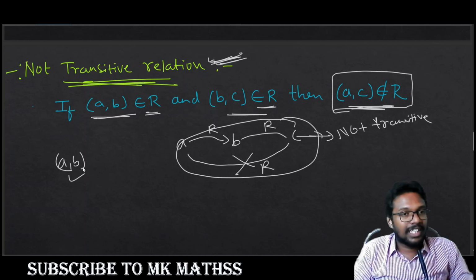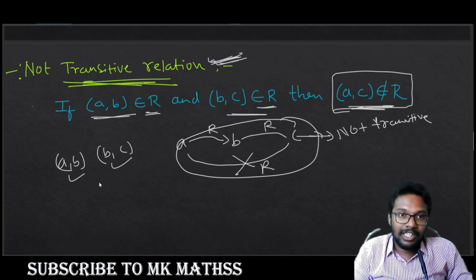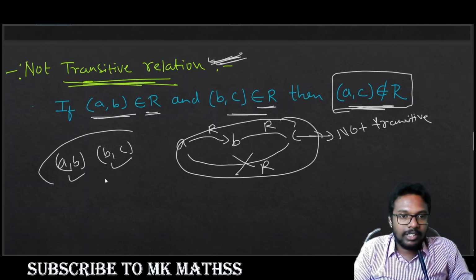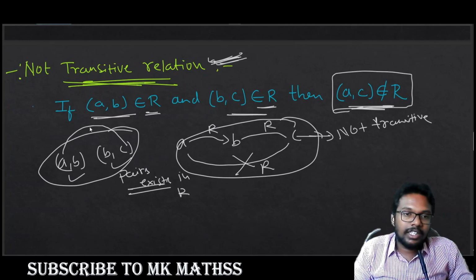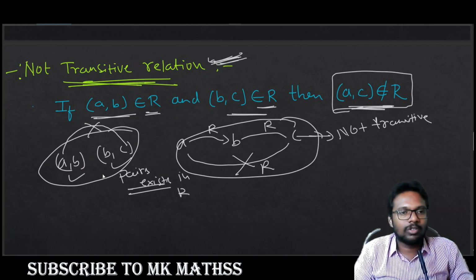Okay, the second definition says: (a, b) belongs to R, means a is related to b, this relation exists, and (b, c) belongs to R, it means b is related to c. Both pairs (a, b) and (b, c) exist in R. But if the ordered pair (a, c) is not present in R, then we can conclude that R is not transitive.